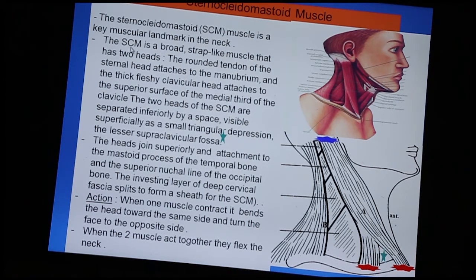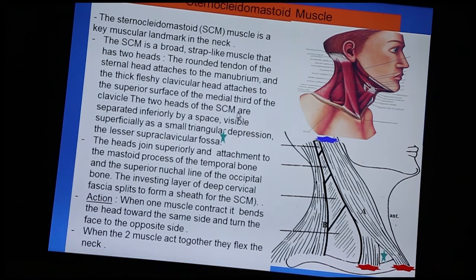The sternocleidomastoid muscle is a broad, strap-like muscle that has two heads: the clavicular head and the sternal head. The round tendon of the sternal head is attached to the manubrium, and the thick fleshy clavicular head is attached to the superior surface of the medial third of the clavicle.